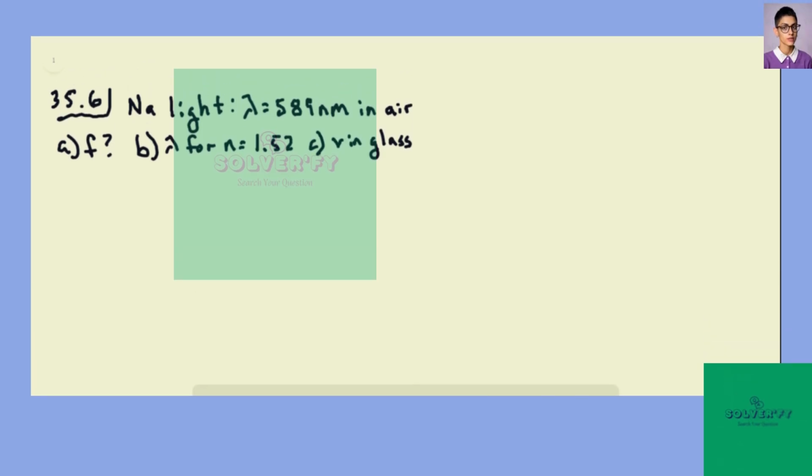35.6. We're told that the wavelength of a yellow sodium light in air is 589 nanometers, and air has roughly the same refractive index as vacuum, which is to say 1. Light travels very slightly more slowly in air than in vacuum, but for all practical purposes, most of the time it doesn't. The difference is negligible.